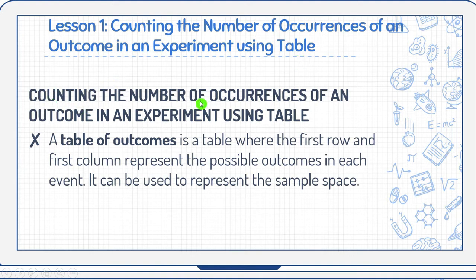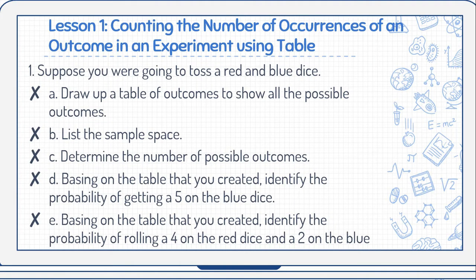So counting the number of occurrences of an outcome is spread using table. Yung tinatawag natin na table of outcomes is a table where the first row and the first column represents the possible outcomes in each event. Okay? And it can be used to represent the sample space. So para mas maintindihan po natin, we have here an example.